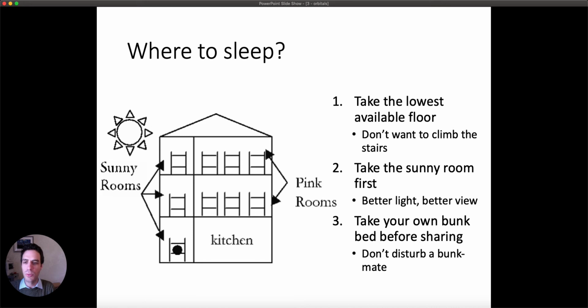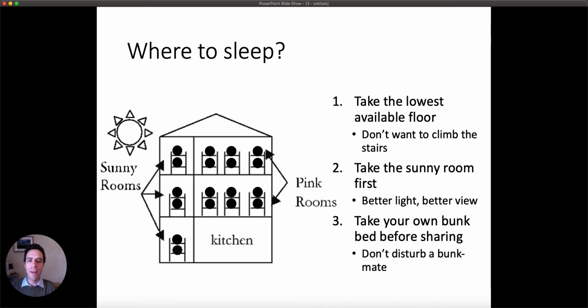So the first person will go in the first floor sunny room, and then we'll share a bunk bed. And then we go in the second floor sunny room, share the bunk bed, and then in the pink room. So each person is going to take their own bunk bed, and then they're going to double up and share. Same thing, third floor, we get 2 people in the sunny room. Each person in the pink room gets their own bed, and then they double up.